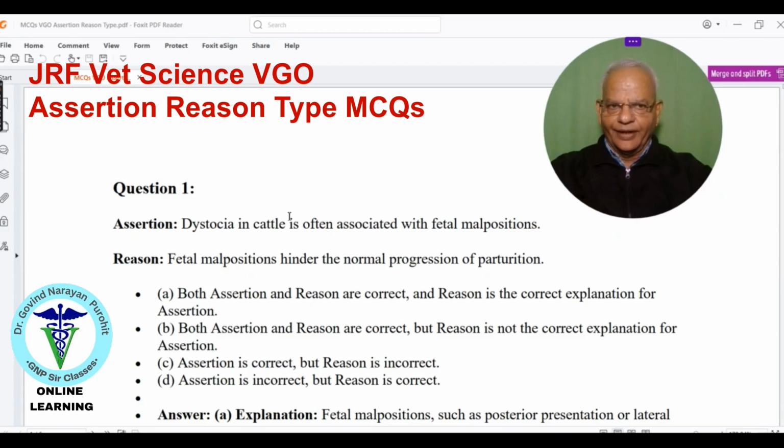So, as I mentioned earlier in an earlier video, I have brought in some assertion reason type of MCQs that appear in the ICAR AIEEA-PG exam, commonly known as JRF, for veterinary science. And today we talk about some of the possible assertion reason type of MCQs in veterinary gynecology and obstetrics and artificial insemination.